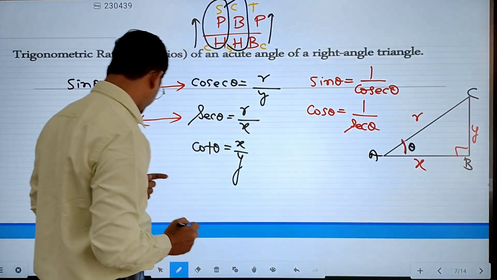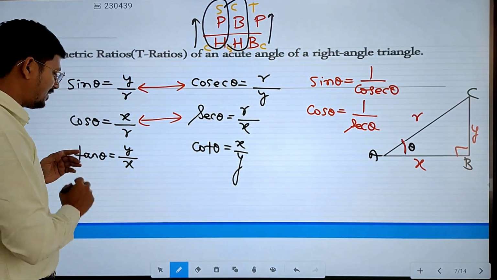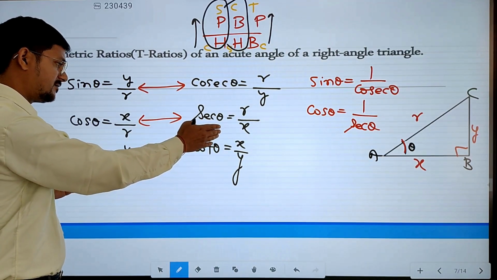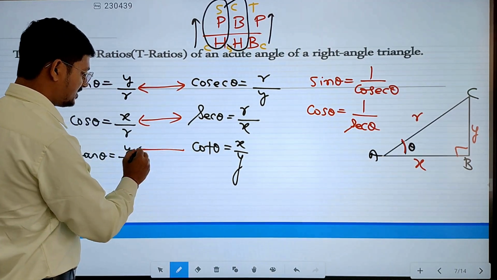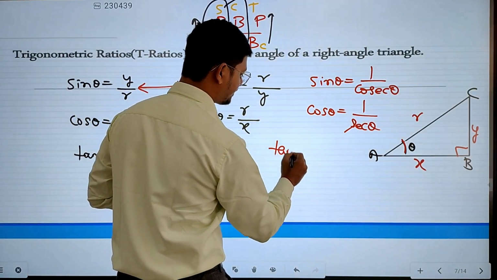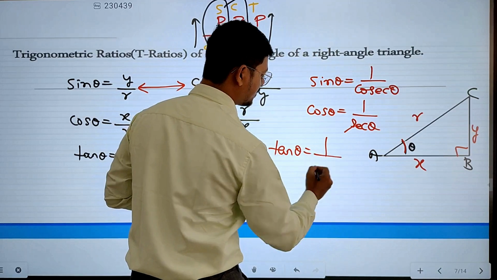At last here we have tan theta. So the value of tan theta is y upon x and the value of cot theta is x upon y. That means these values are reciprocal of each other. Again you can write here tan theta is nothing but inverse of cot theta.